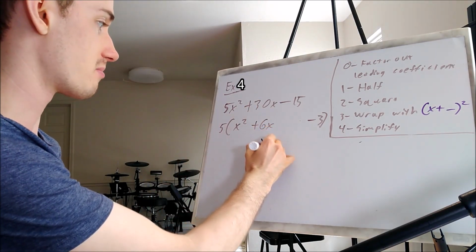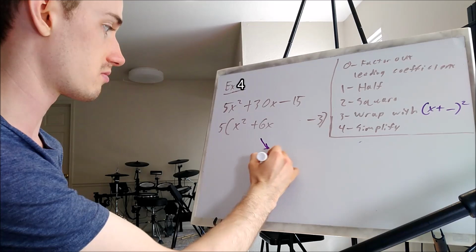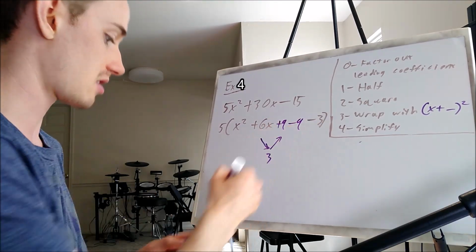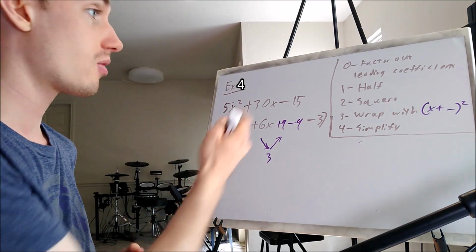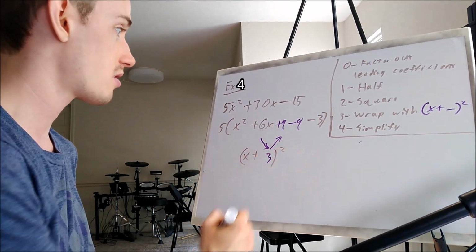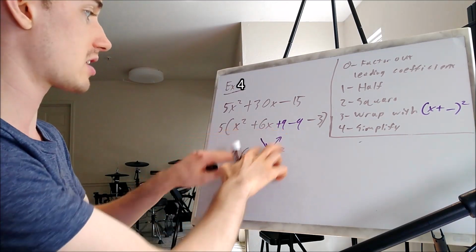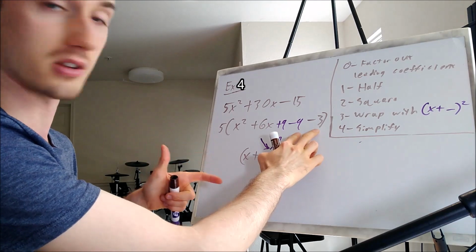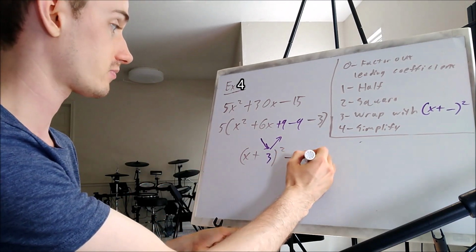So now we can just proceed with the same procedures we had before. First, we take half of our middle term. Half of 6 is 3. 3 squared is 9. So 9 minus 9. And then once we have that middle term, we can wrap it with this, x plus that squared. And then that takes care of the first 3 terms. We have to take care of the last 2 terms, negative 9 minus 3, which is negative 12.